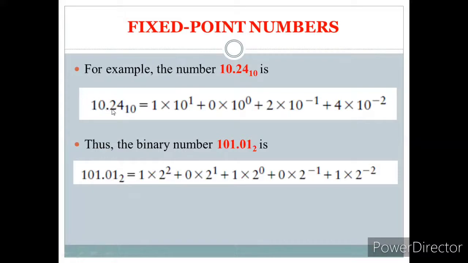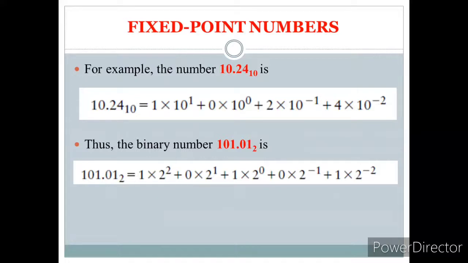Since it is a decimal number, 10.24 is equal to 1 into 10 raised to 1 plus 0 into 10 raised to 0 plus 2 into 10 raised to minus 1 plus 4 into 10 raised to minus 2. So here what happens? 4 divided by 100, we can easily write it. So 4 divided by 100 gives 1 by 25.